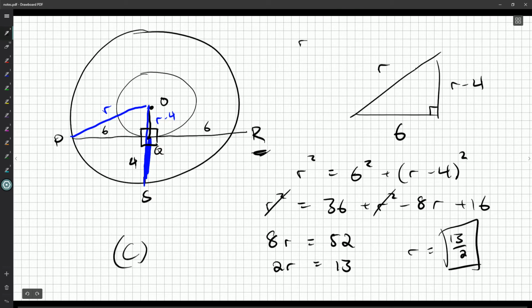If I wanted to be even more confident, I could ask, what is r minus 4? Well, that would be 5 over 2. This one here would be 12 over 2. And we're saying this is 13 over 2. And now I'm really confident because I recognize 5, 12, and 13 as being from a Pythagorean triple. Okay. So there we go.